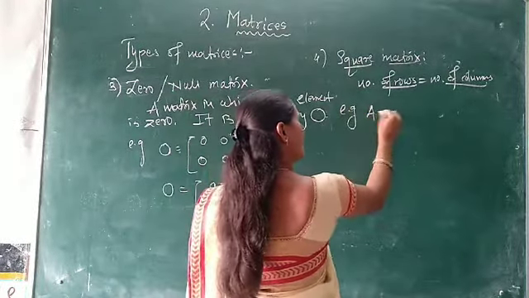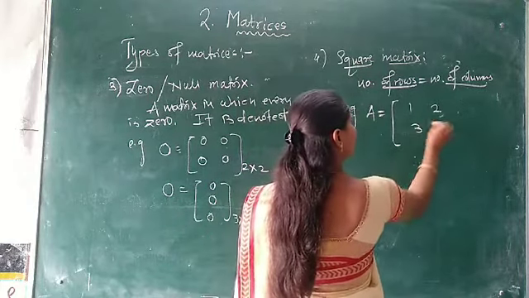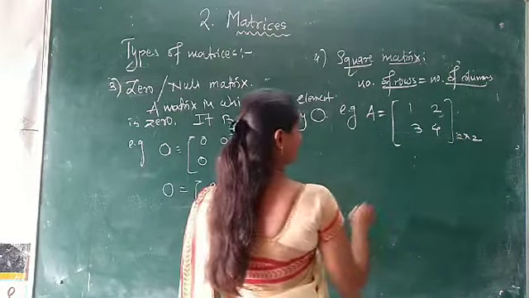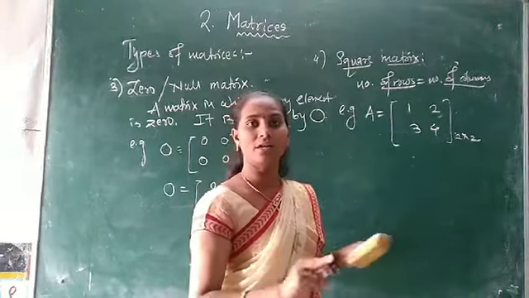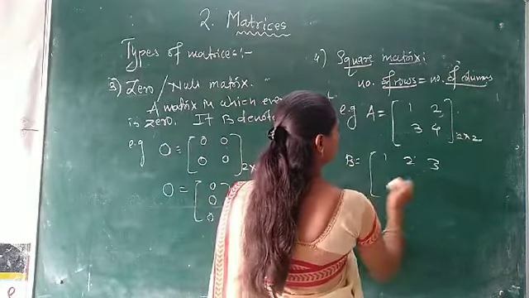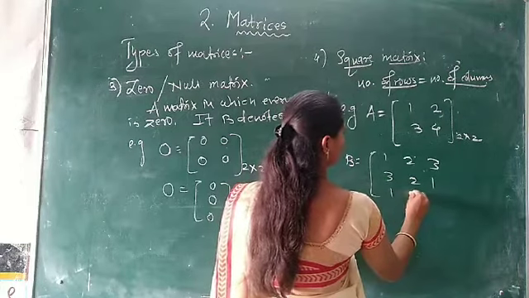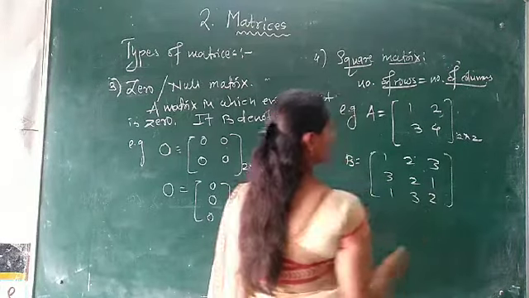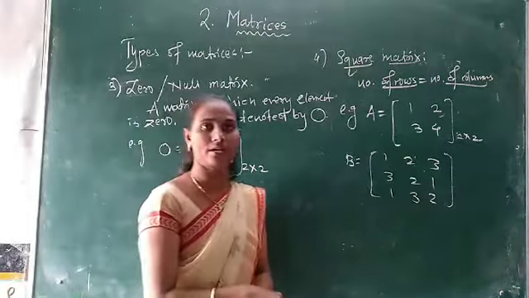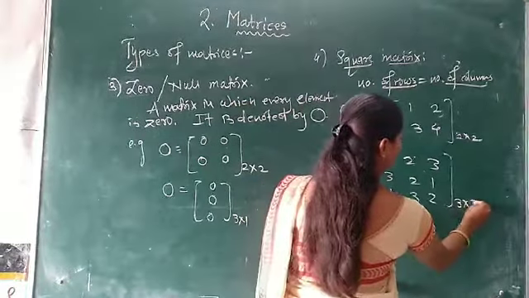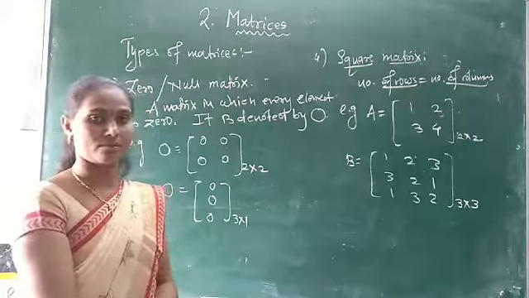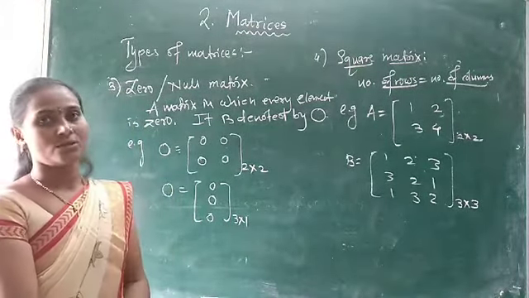For example, A is equal to 1, 2, 3, 4. This is a matrix of order 2 by 2, so simply it is called a matrix of order 2. B is equal to 1, 2, 3, 3, 2, 1, 1, 3, 2. Again this is a square matrix of order 3. Remember, a matrix in which the number of rows is equal to the number of columns is called a square matrix.